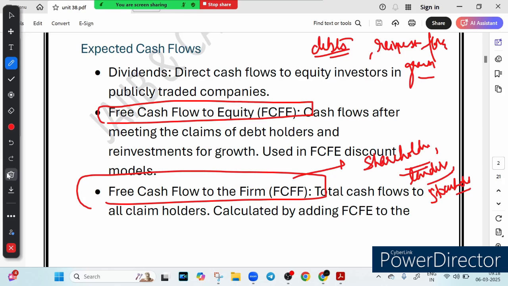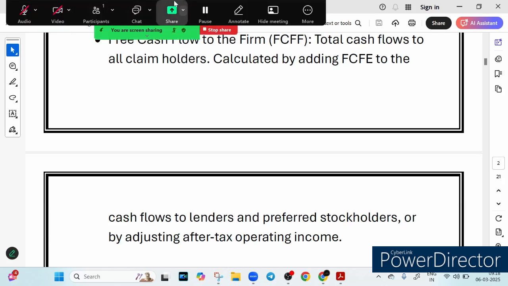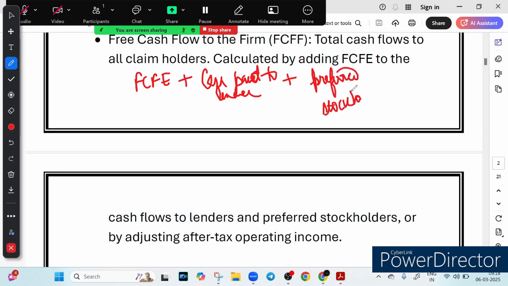How do you calculate FCFF? You have FCFE. Let me show you the formula to calculate FCFF. First of all you write here FCFE, and then you add cash paid to lenders plus preferred stockholders. So if you add the cash flow to the lender and preferred stockholder to FCFE, this will give you FCFF, the total cash flow available to everyone: shareholders, lenders, preferred stockholders.